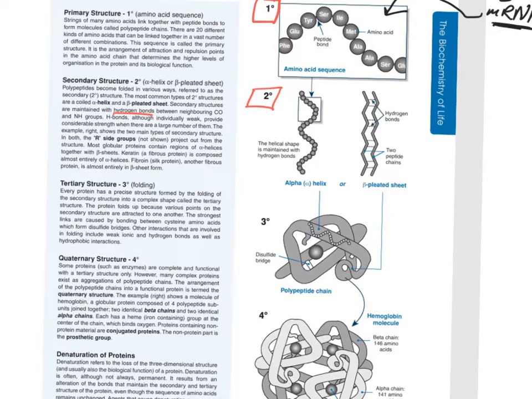So we call that tertiary structure. Here you get a lot of disulfide bridging happening. That's where the cysteines come into play. That's when you really start to get real tight curls.